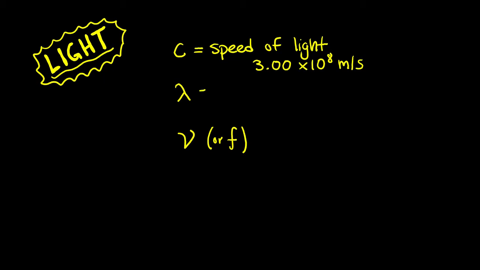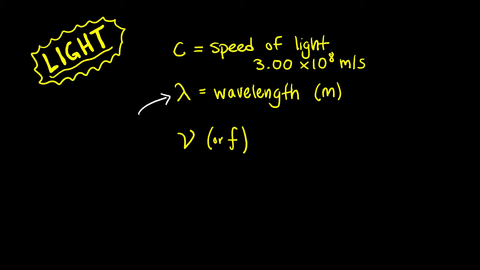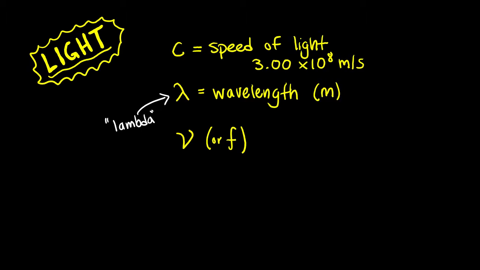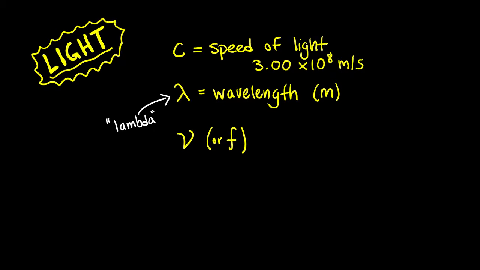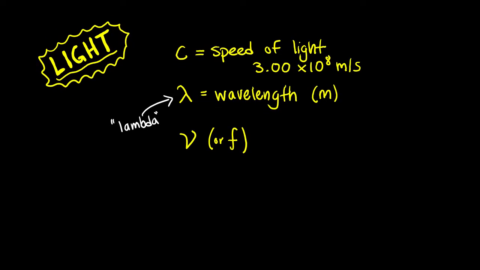This upside down looking y is called a lambda, and that represents the wavelength of light. Wavelength is measured in meters. We're going to label the name of this upside down looking y because the Greek letter lambda is the real name for it. This looks like a script V, but this is called a nu, which is another Greek letter.